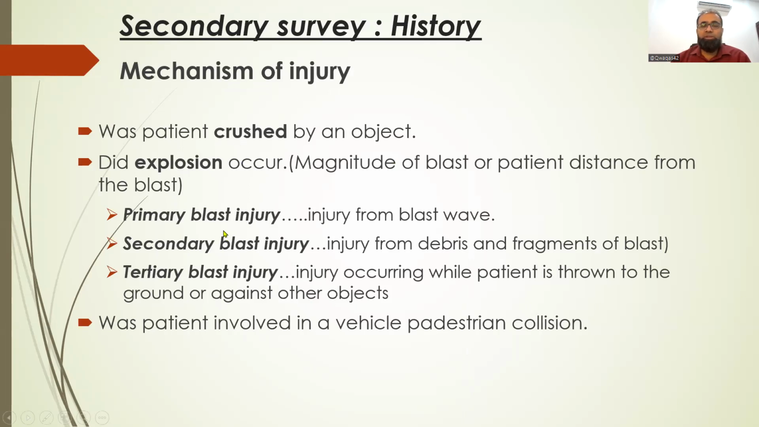If an explosion occurs, there can be three types of injury. Primary blast injuries are from blast waves. And from the debris or fragments of the blast is a secondary blast injury. And if the patient was thrown due to the explosion against other objects, that will be a tertiary blast injury.